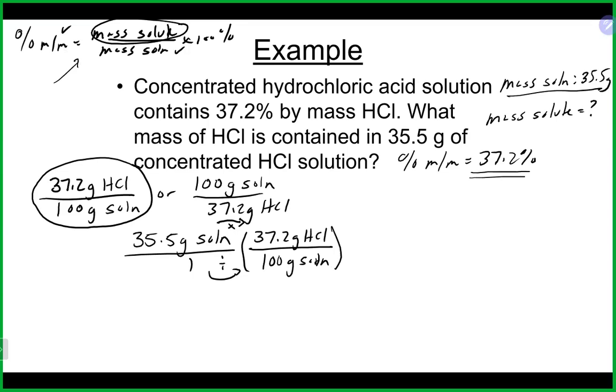It basically just did it for you without maybe having to think too much about doing so. The grams of solution will cancel. And if we do that, we essentially take 35.5 times 37.2 divided by 100, going to give us 13.2 grams of HCl in this case. By the way, that is the exact same math you would do if you did rearrange that equation. It would be basically the exact same math.